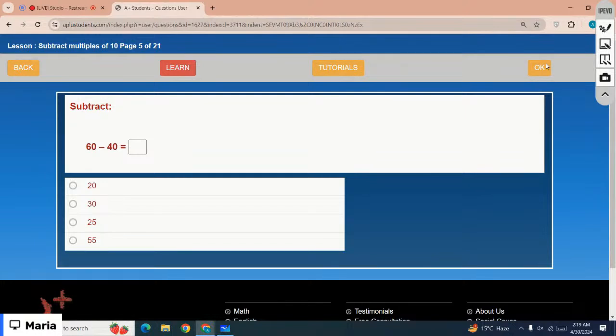60 minus 40 equals, yes, very good. The correct option is 20. 60 minus 40 equals 20.